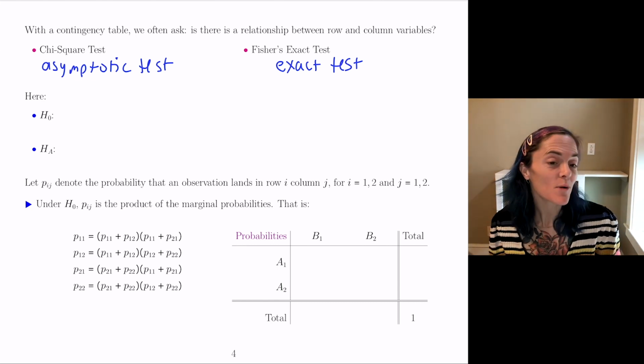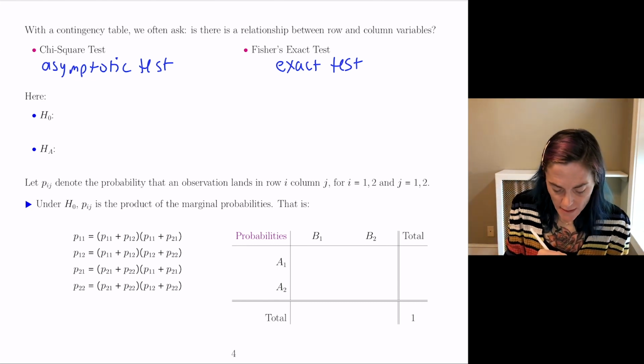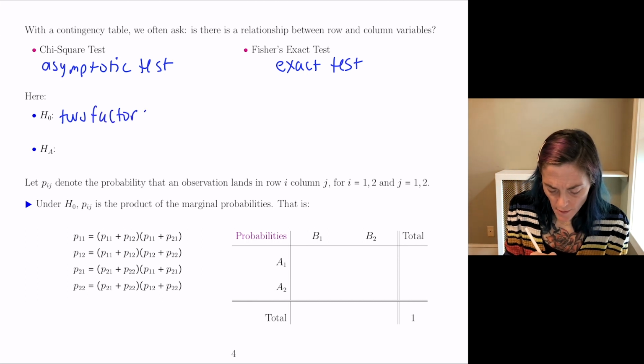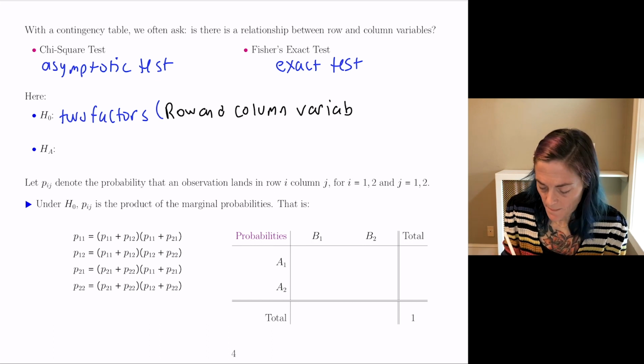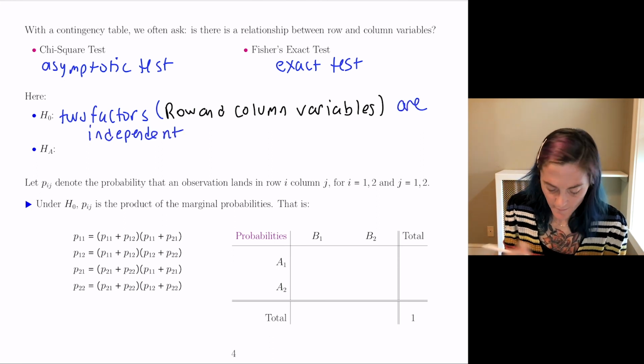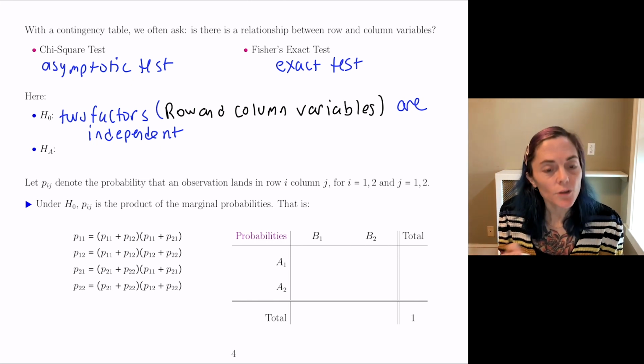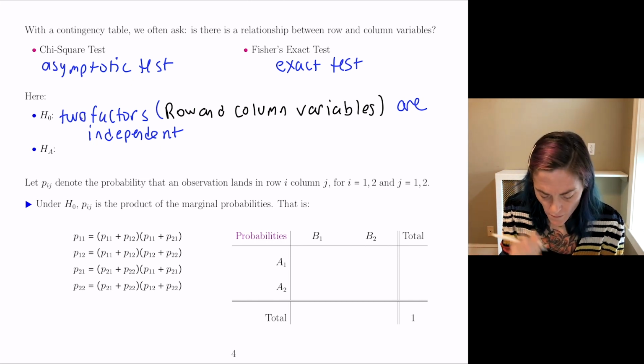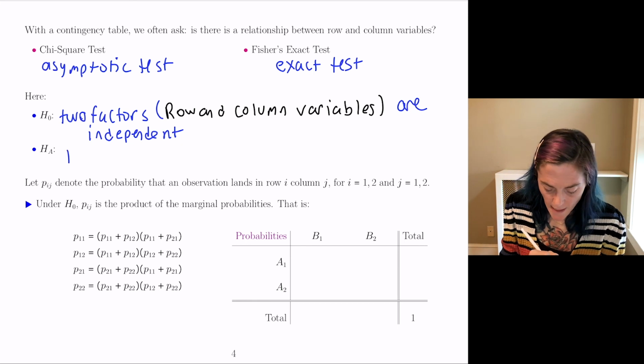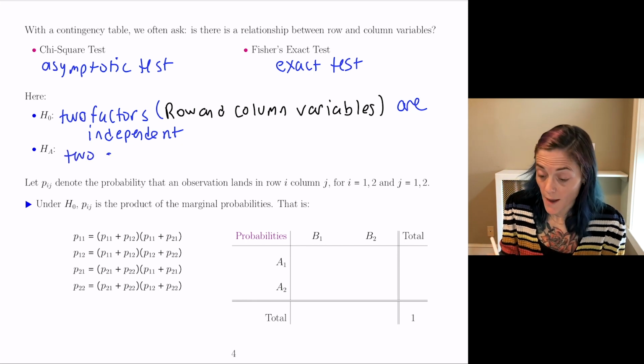Here, really in both cases, the null hypothesis is that the 2 factors, and by that I mean row and column variables, are independent. The alternative, well, it's that the 2 factors are not independent.